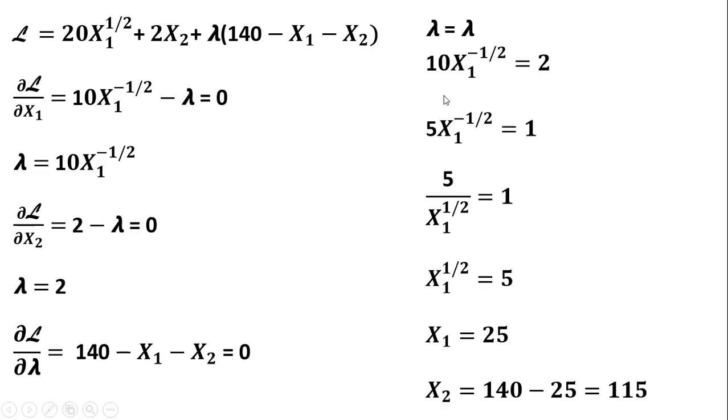The next thing I'll do is I'll set these two lambda expressions equal to one another, and then solve. So dividing through by 2. Following the rules of exponents, moving this x term down into the denominator. Multiplying both sides through then by x to the 1/2 power. Gives us this result. And then squaring both sides. Person 1 will get 25 units of good X, and person 2, since there are 140 units available, 140 minus 25, person 2 will get 115 units.